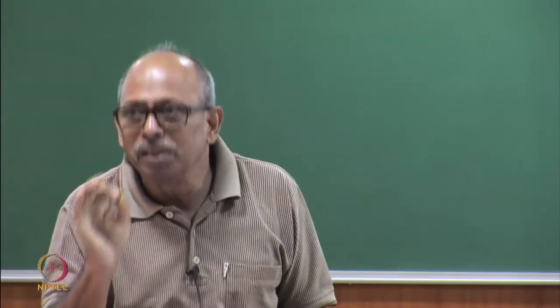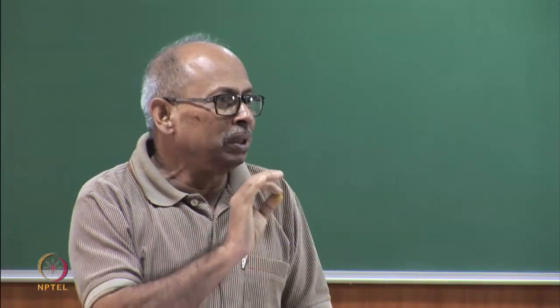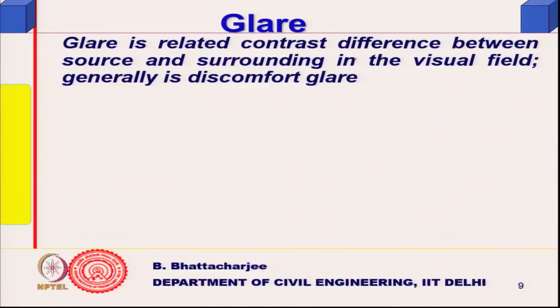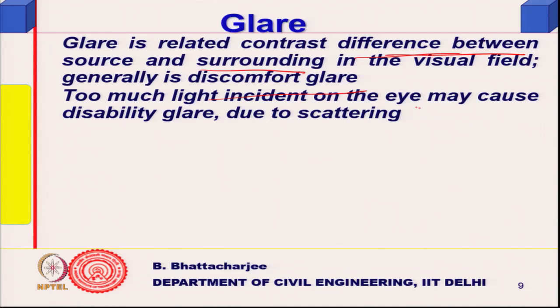But in a room, this is not the issue. In a room, discomfort glare is more of an issue, and this comes from the contrast difference between the source and the surrounding in the visual field. This is discomfort glare. Too much light incident on the eye may cause disability glare due to scattering. So, this we are not interested in as much, but this is very important for us.